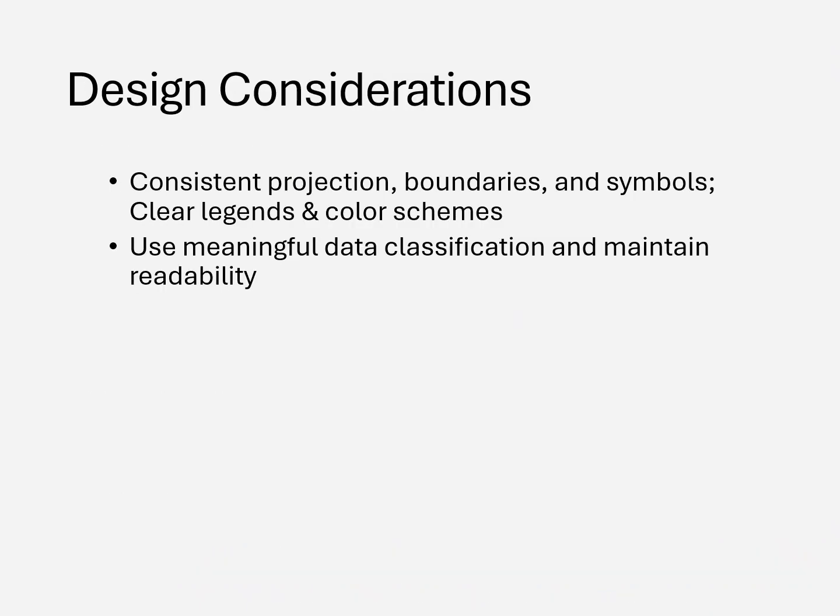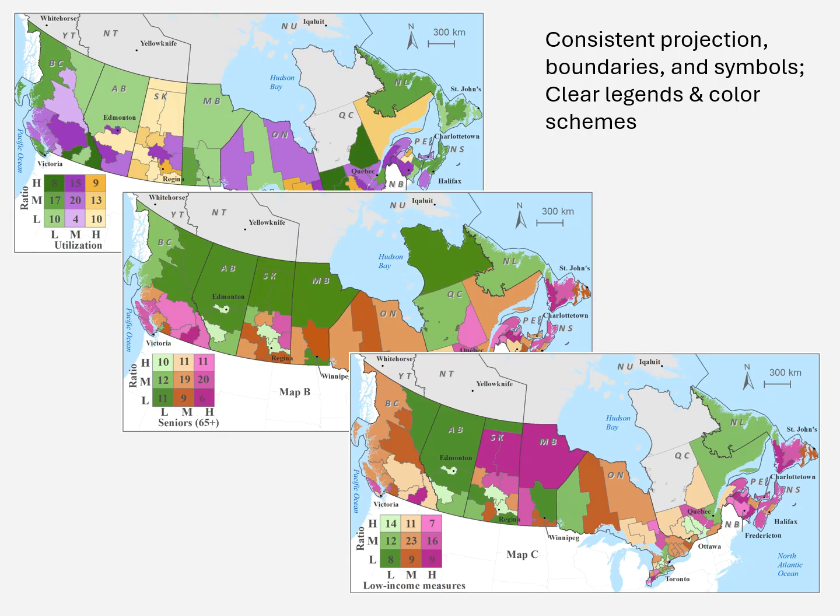So now I want to talk about the second piece of information, which is design considerations. We talked about consistent projection, boundaries, symbols, clear legends, and color schemes. The second set is meaningful classification of the data sets we have and maintaining the readability of that. I will give you some examples of how these two things are meaningful in terms of static maps.